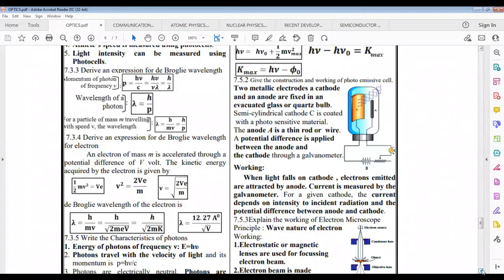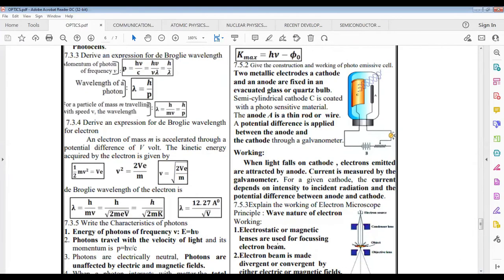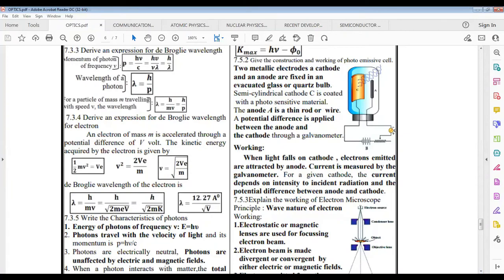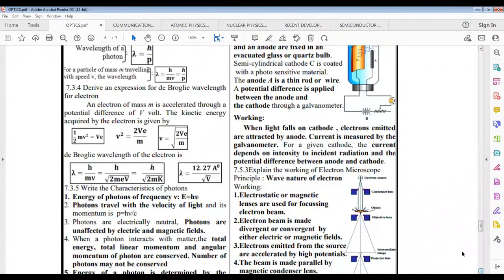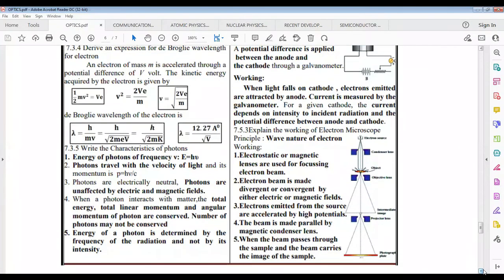Then electron microscope. Electron microscope principle. Diagram and principle carry 1 mark or 1.5 marks. It is based on the principle of wave nature of electron. In the working, the main point is that electrostatic or magnetic lenses are used. This is an important point. Electrostatic or magnetic lenses are used for focusing the electron beam. Other points you can write as they are in the notes, or in the text also.